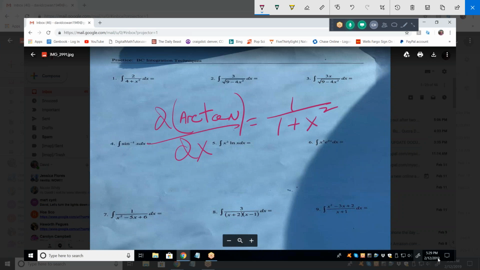Okay. Now that's similar to what we're looking at in that first problem. In other words, if I said, what is the integral of that, what would the answer be? Arctan of x. So what we've got to do, there's a trick on these.